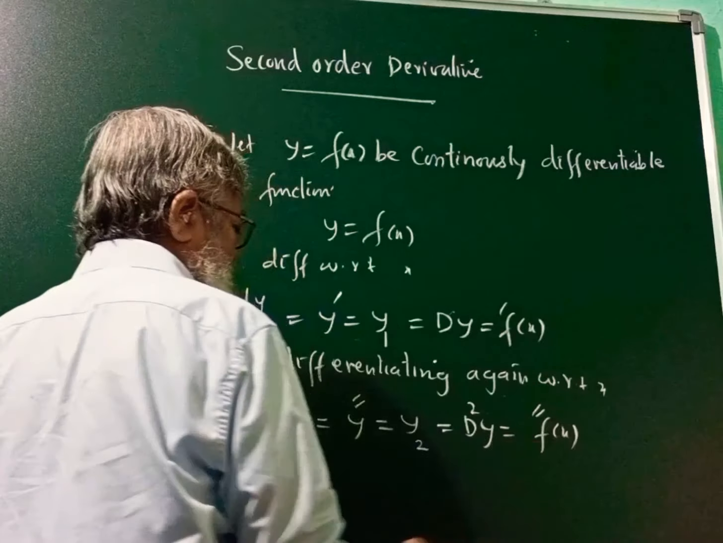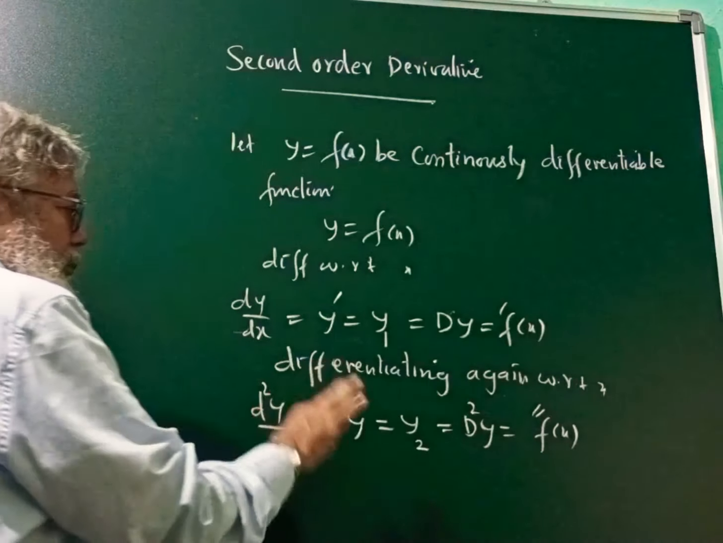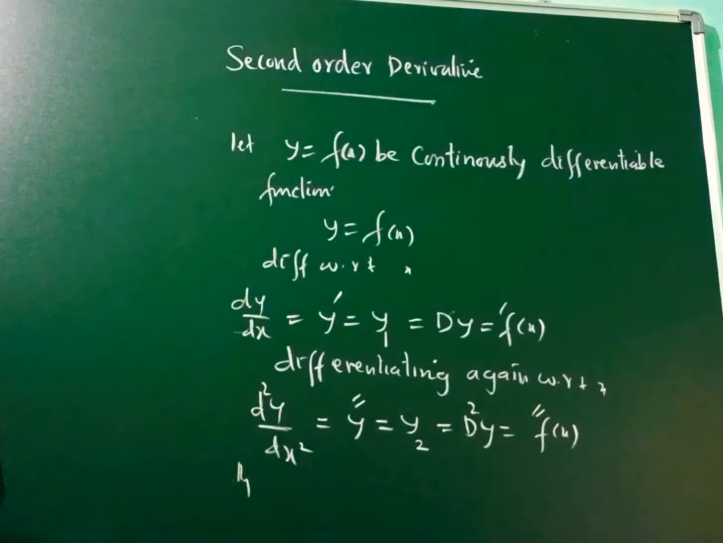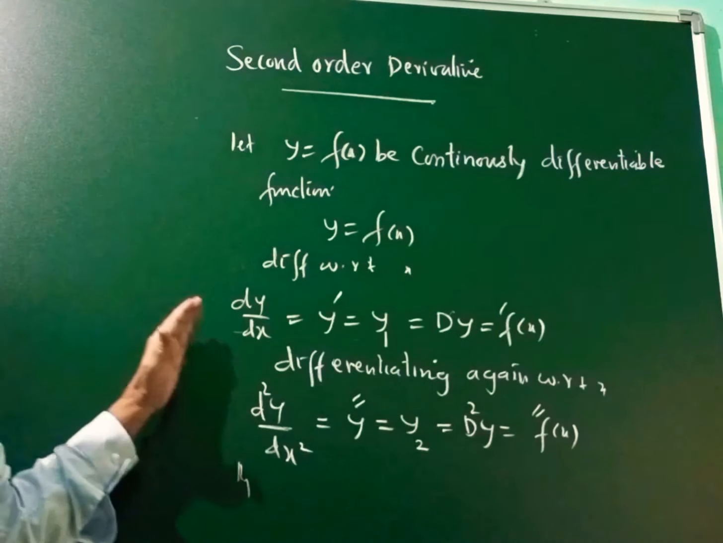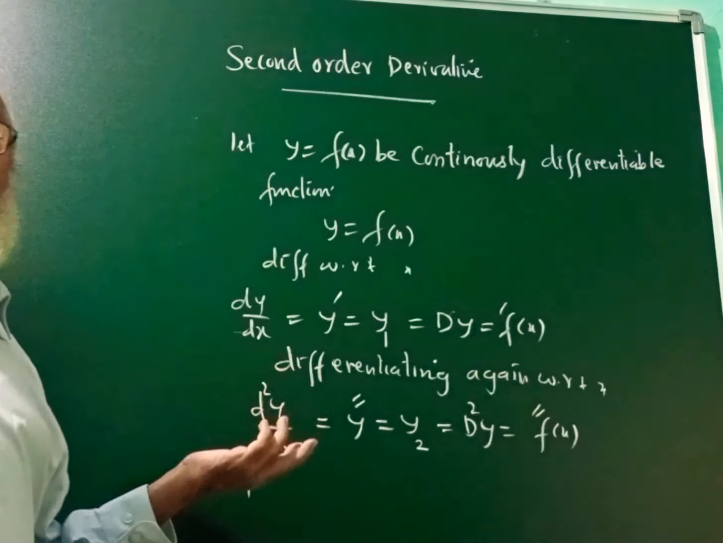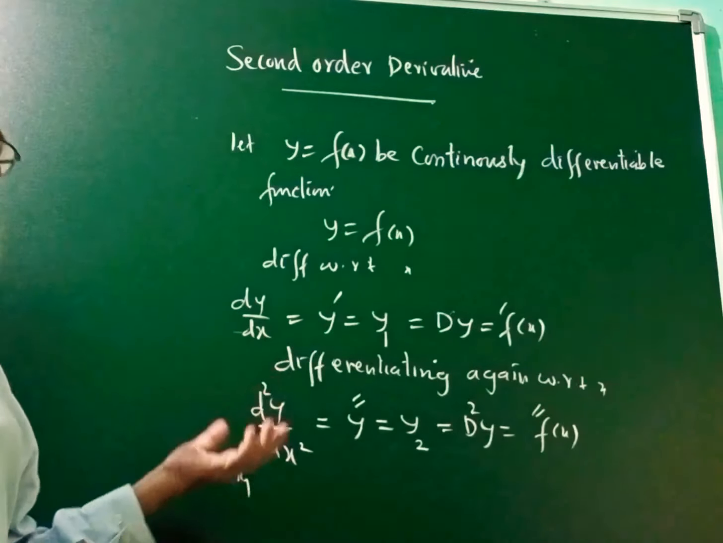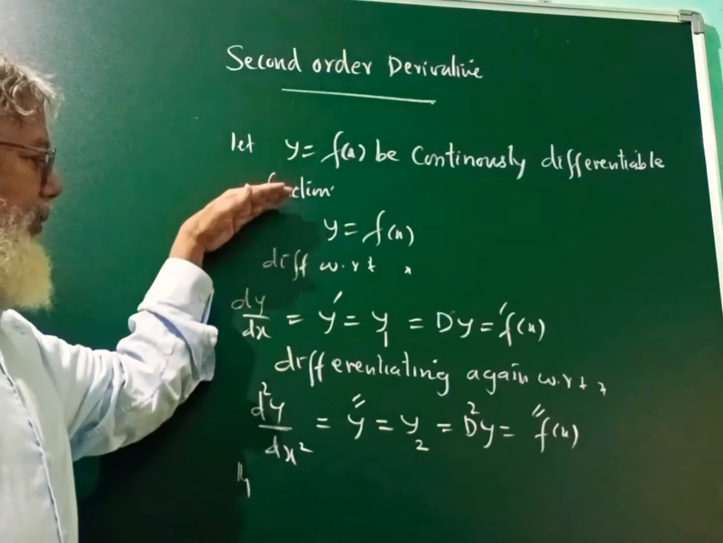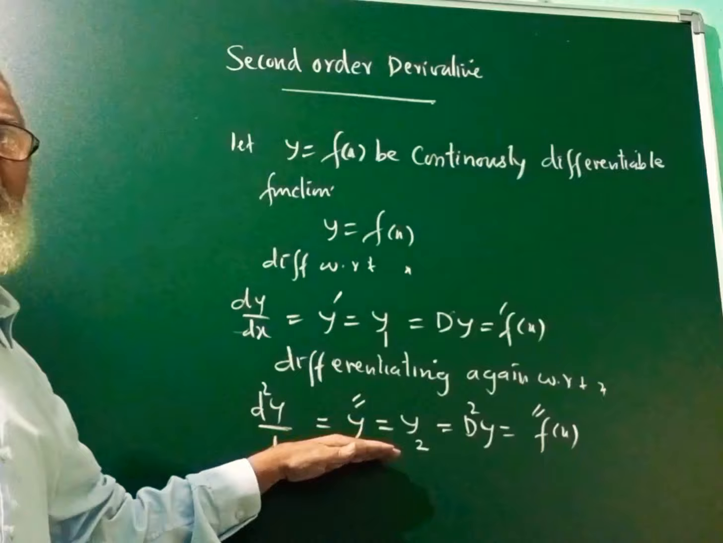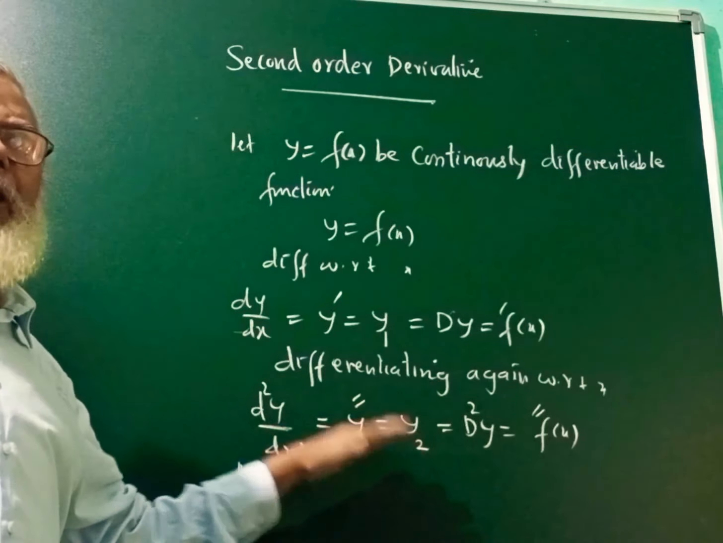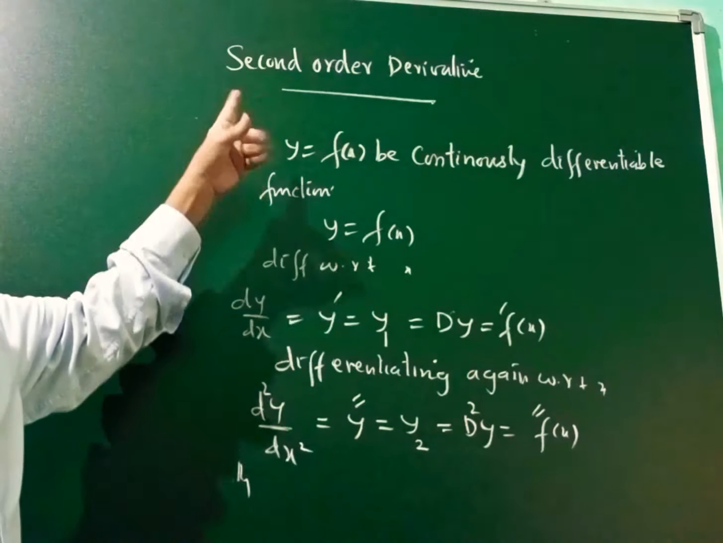Similarly, like this, as many times as we want can be differentiated, and this is extended to n time differentiation, which we will study in the further classes. Here, at this stage, we are only expected to differentiate a given function two times. That's why we have second order derivative.